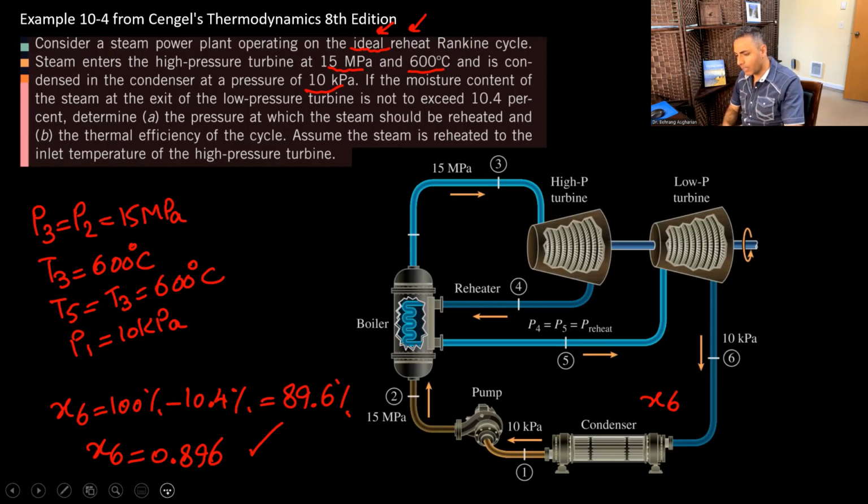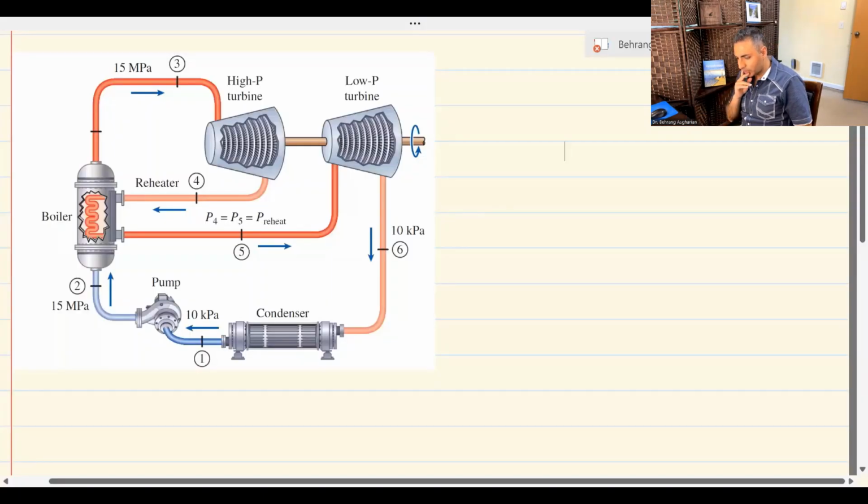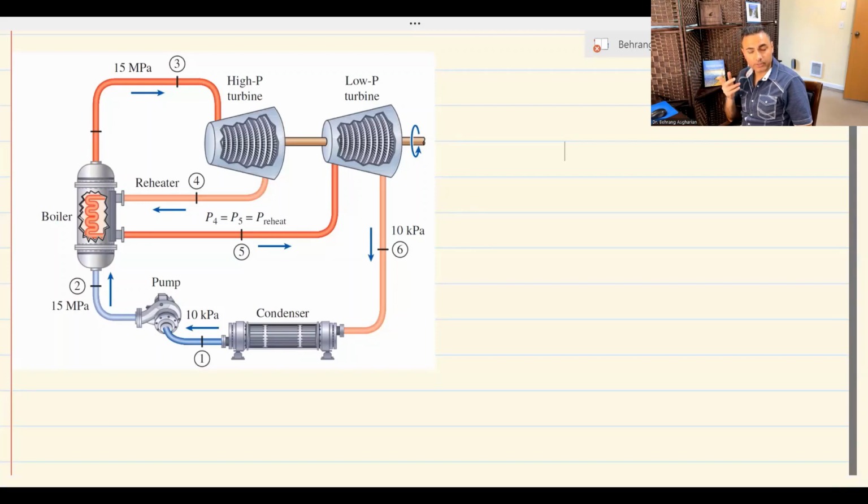Okay, now let's take a look at how we can actually solve this problem. Let's go through the steps and what laws we need to apply on this cycle, and then eventually we get to the EES code and we get it done. Let's look at that. Okay, so we need to look at the equations.